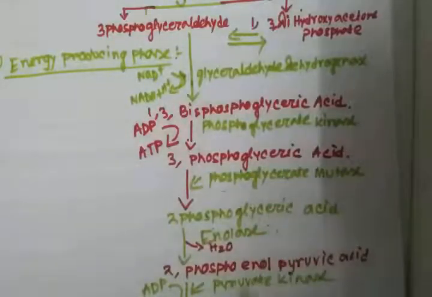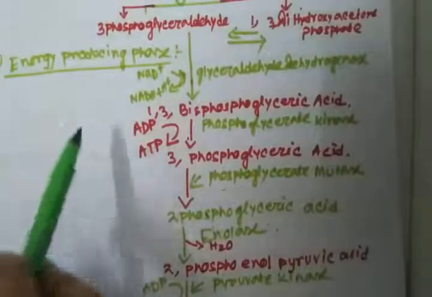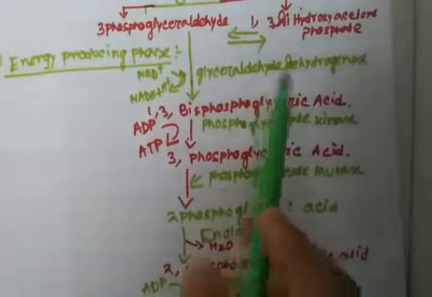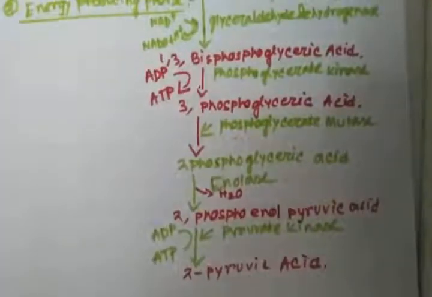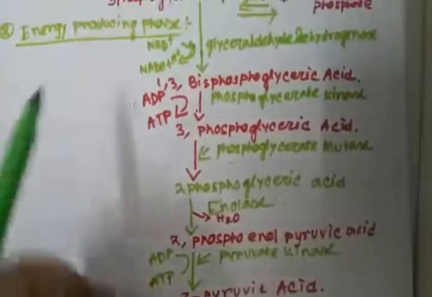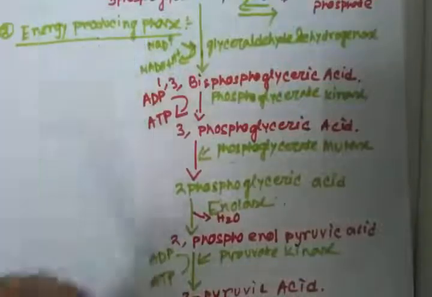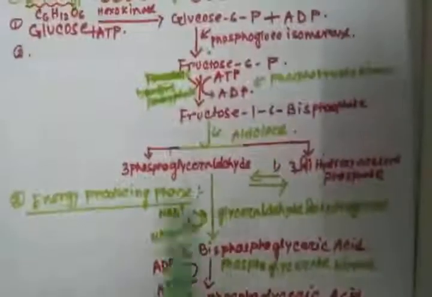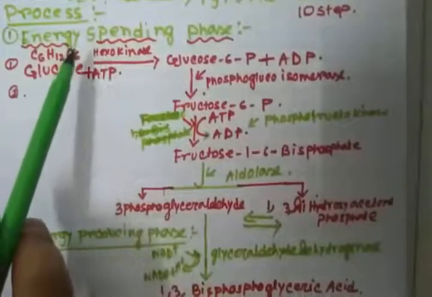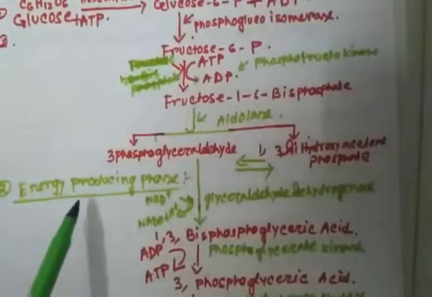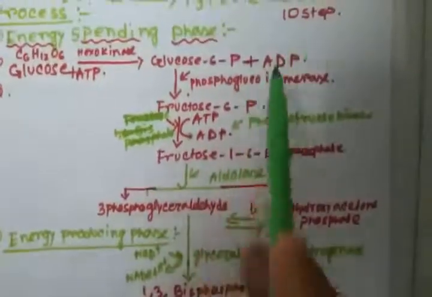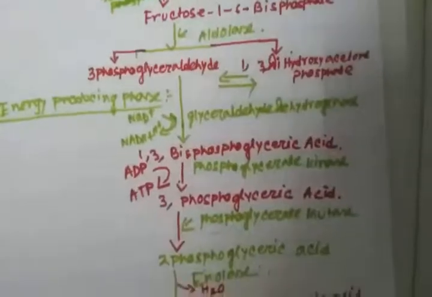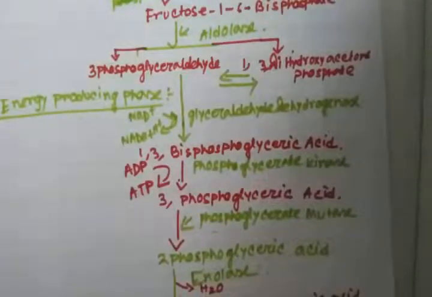So this is the 10-step process, and from the glyceraldehyde to pyruvic acid, this process is known as the energy producing phase. So the glycolysis process is divided into two phases, one is the energy spending phase, another is the energy producing phase, and in total 10 steps are required. You can see that. I hope you will understand the glycolysis process very easily.